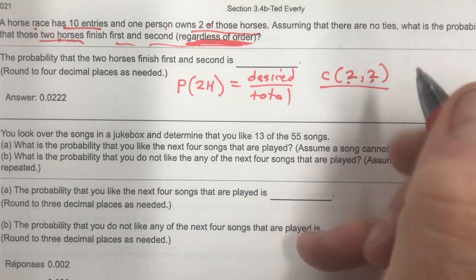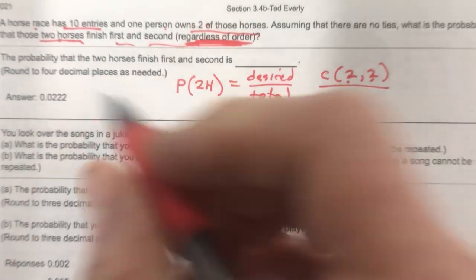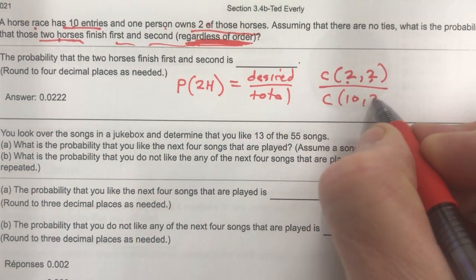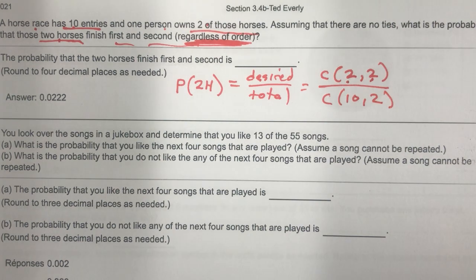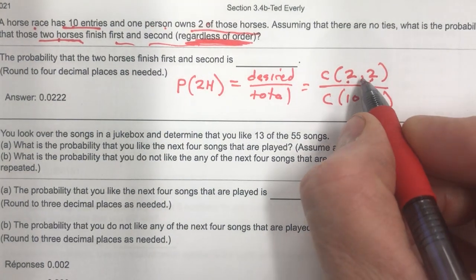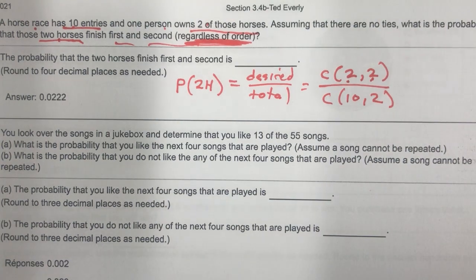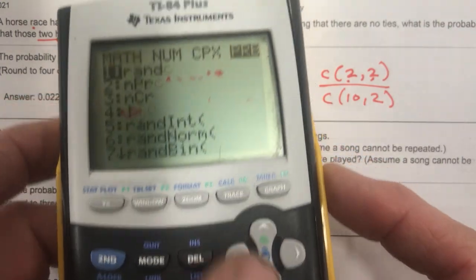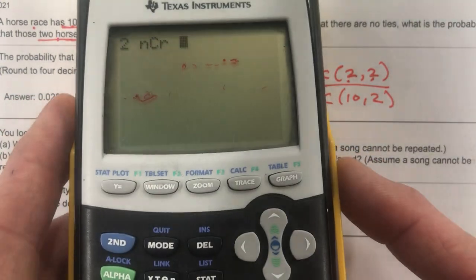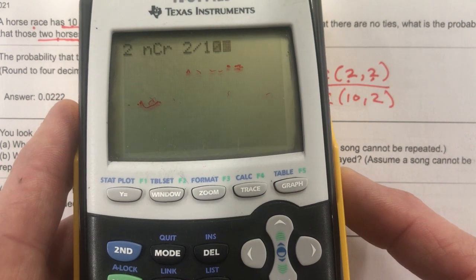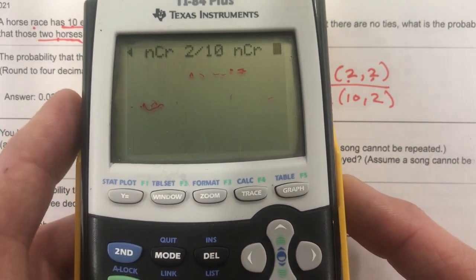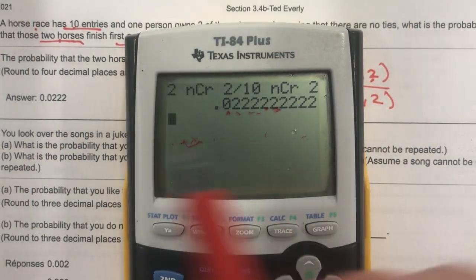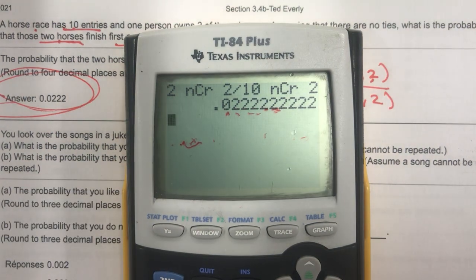Okay? Now on the bottom, altogether there's 10 horses. And there's going to be 2 winners. So of the 10 horses, there's 2 winners. And this is what we'll do here to type this in. 2 choosing 2, 10 choosing 2. All right, so if I type this in, 2 NCR 2 divided by 10 NCR 2. And I get this right here, 0.022222, and you can see the answer right there. Okay.